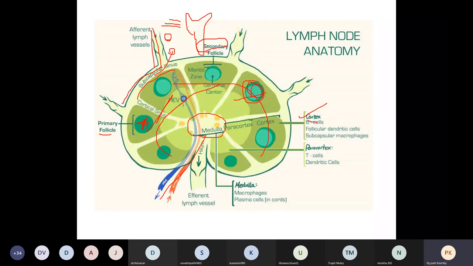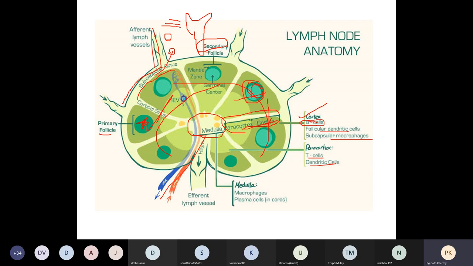The space between these two follicles is called the paracortical area or paracortex, or you can call it the interfollicular area. So why is this important? Mainly your follicles are made up of what cells? B cells, right? And dendritic cells and macrophages. Whereas your paracortical area is made up of your T cells and your dendritic cells. So that's why we have to know the different compartmentalization of the cells, normally where they are present.